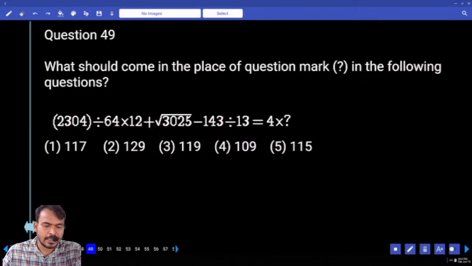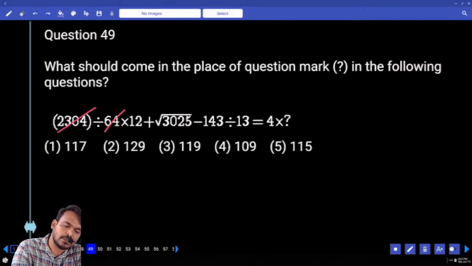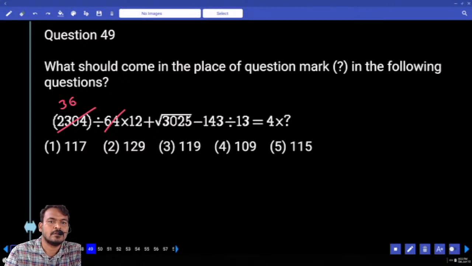Question number 49. 2304 divided by which one? 64. 64 3s are 192. What is the remaining? 384. 384 means almost 6 times. 36 into 12 means 360 plus 72, 432 plus 3025. Square root of 3025.